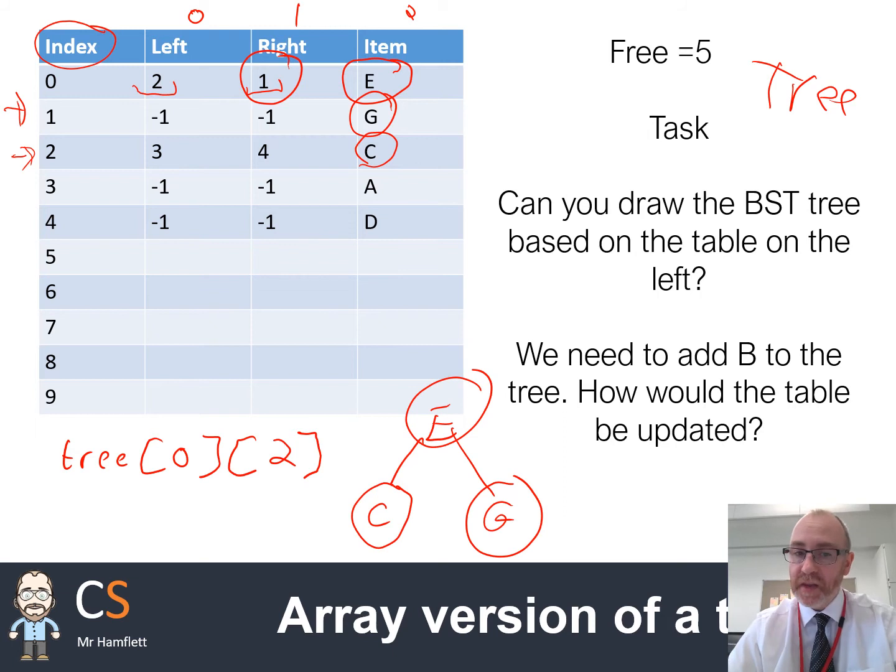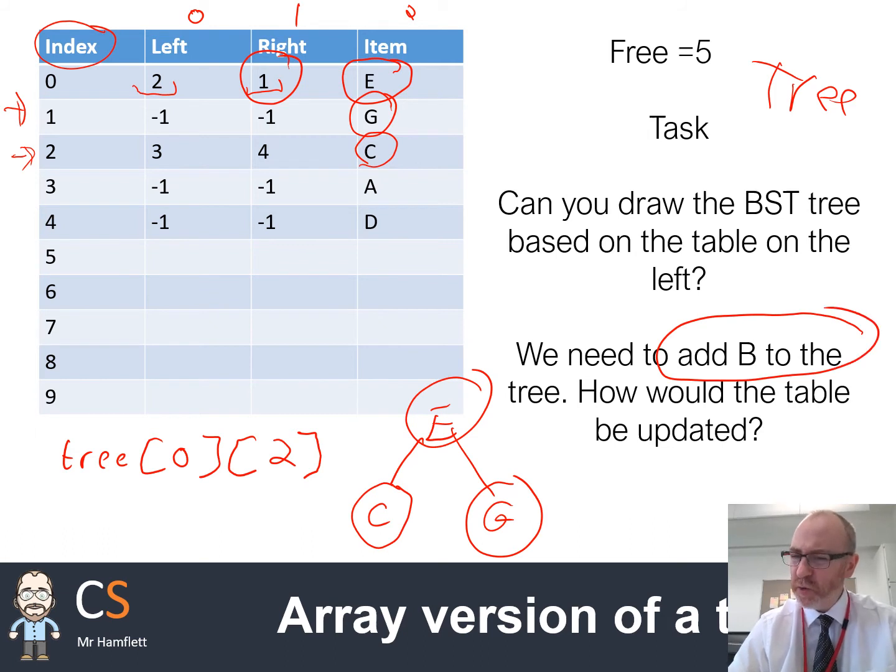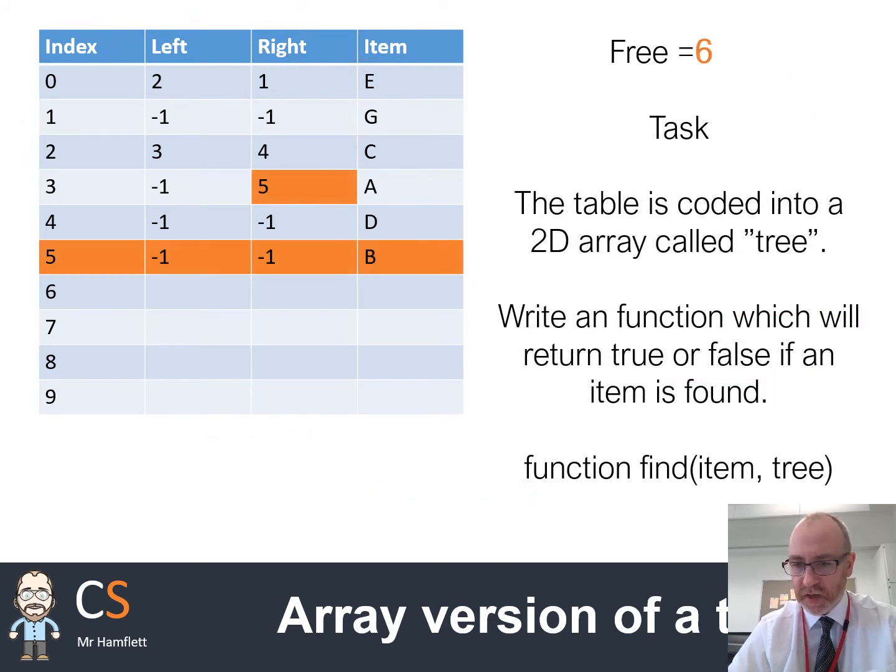Pause the video now, have a go at doing that, and then I want you to have a go also at how we can add B to this. So if I created another item here, B, how do we do that? How would we update this tree? How would we update the array? Have a go at that, and we'll go for the answer in a moment. So here we go.